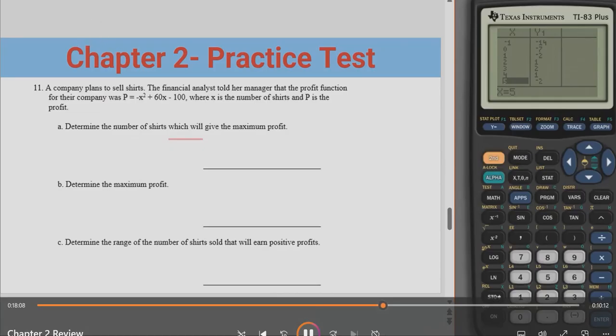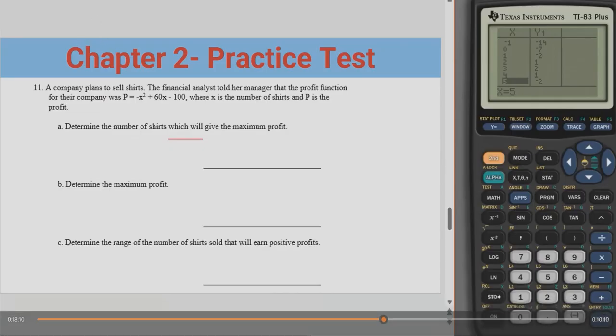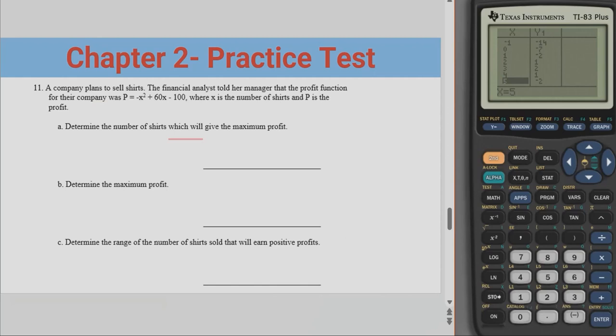For 11, we have a t-shirt company that plans to sell t-shirts. They gave us the equation P for profit equals -x squared plus 60x minus 100, where x is the number of shirts and P is the profit. And we're asked to determine how many shirts will give maximum profit, and then what that maximum profit will be.